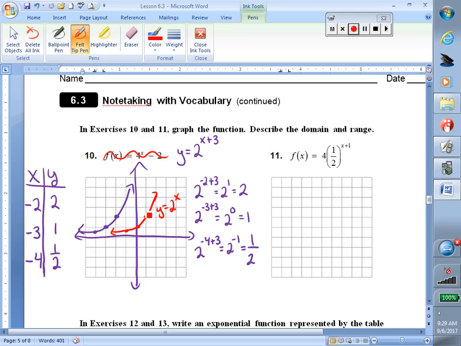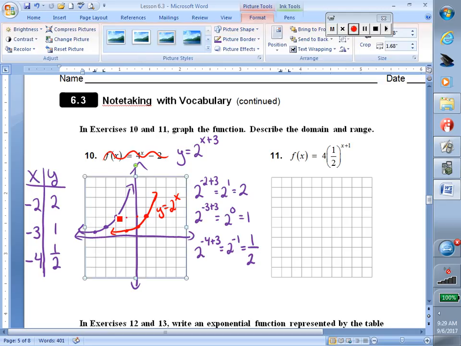So all the points on this graph, to get from the red to purple, when I added 3, this point went 1, 2, 3 to the left. This point went 1, 2, 3 to the left. This point went 1, 2, 3 to the left. So adding 3 in my exponent caused my graph to move to the left 3. Now moving to the left 3 is why I chose to put -3 in the middle of my table. It went to the left 3, making the middle of my graph now at -3.